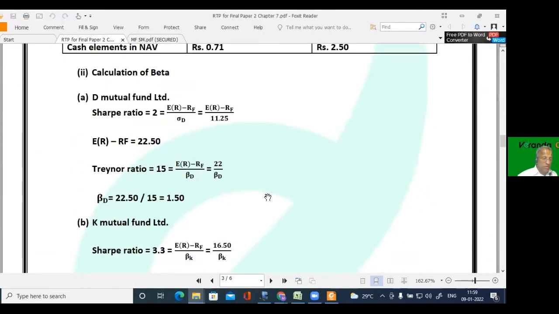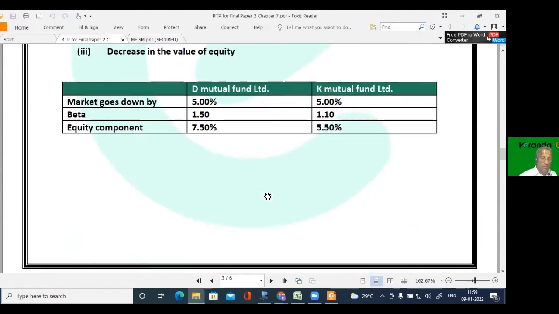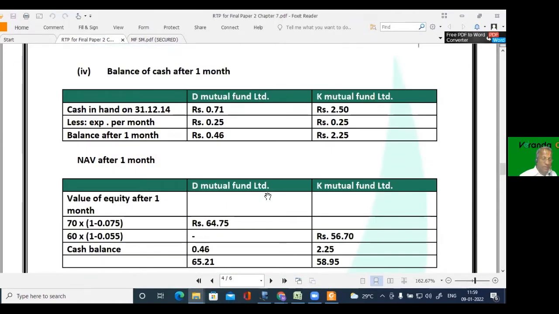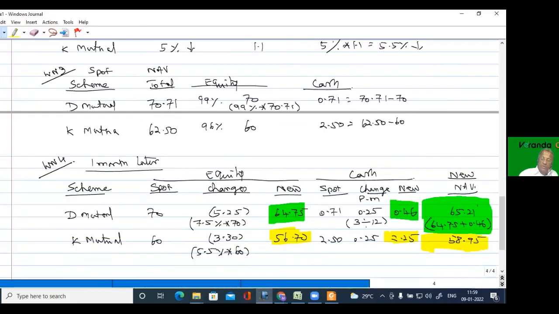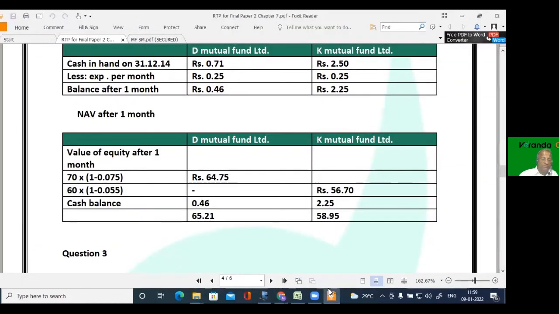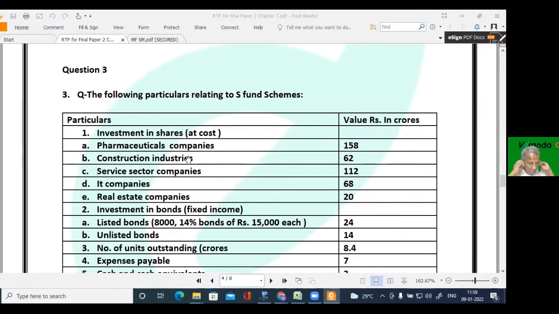So 65.21 and 58.95. This is what we have got. We are into the third question.